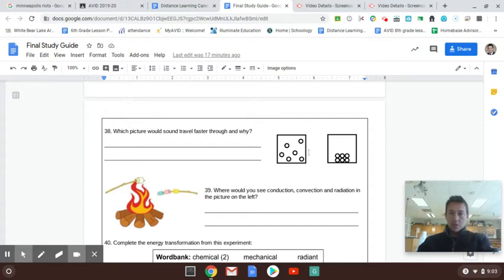In these pictures, which would it travel through fastest? It would actually be the second one. Why? Because the particles are closer together and the sound could reach the next particle faster. So it's like that in the first picture, but in the second one it's like this. So closer particles help sound travel faster.